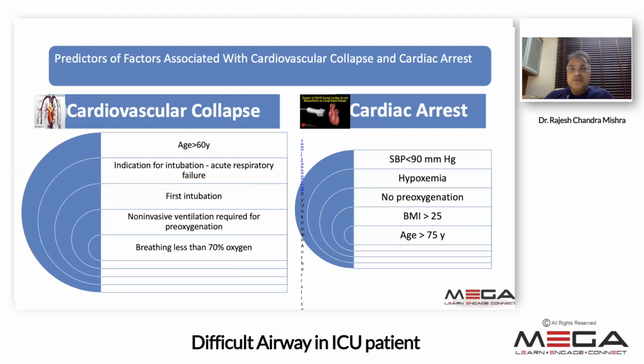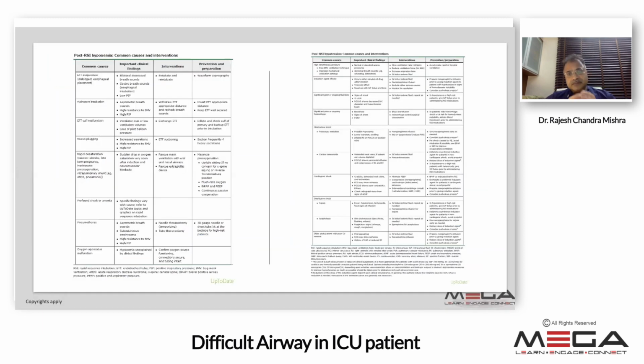We also need to know that a certain group of patients are at higher risk of cardiac collapse and arrest: if they are elderly, if they are breathless, if the intubating person is young, has not taken the appropriate training and precautions, or has not done enough pre-oxygenation, because these patients do not have any oxygen reserve. The risk of arrest goes up if BMI is high, the patient is not pre-oxygenated, and the patient is elderly.